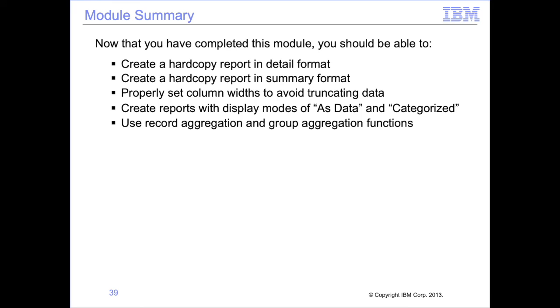This module provided an introduction to hardcopy formatted output. Now that you have completed this module, you should be able to create a hardcopy report in detail format. Create a hardcopy report in summary format. Properly set column widths to avoid truncating data. Create reports with display modes of As Data and Categorized, and use record aggregation and group aggregation functions.